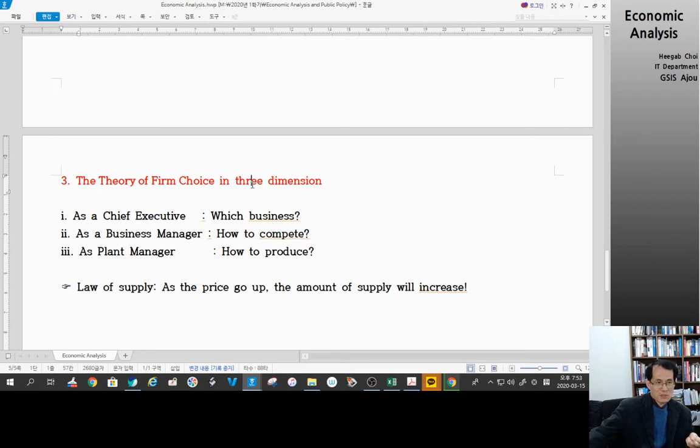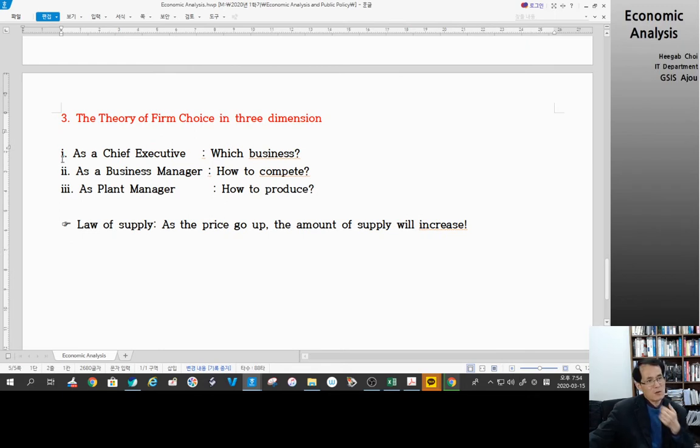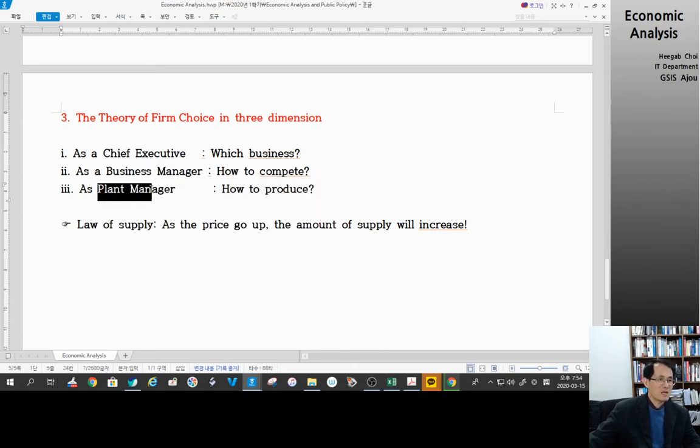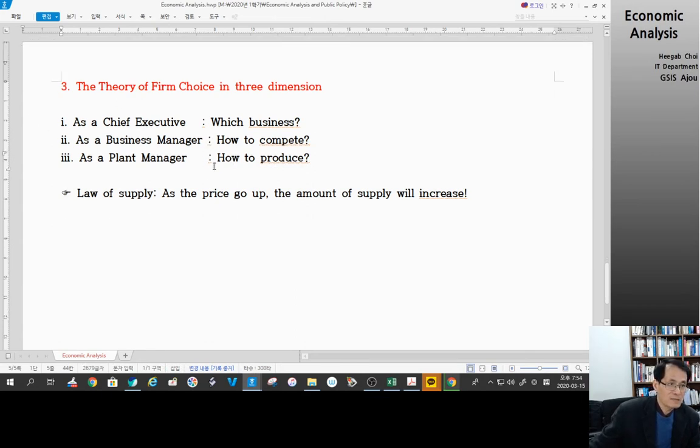I usually approach the theory of firm choice in three dimensions. I will talk about the choices facing the chief executive, then the business manager, and finally the plant manager. After we discuss this, I will talk about the law of supply. The law of supply tells you that as the price goes up, the amount of supply will increase. So, let's start.